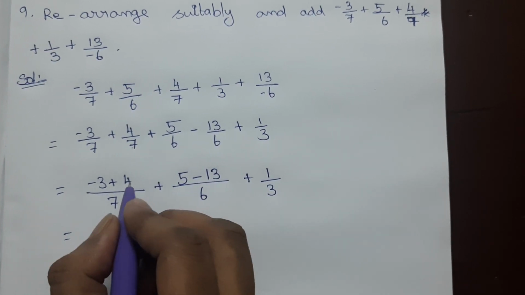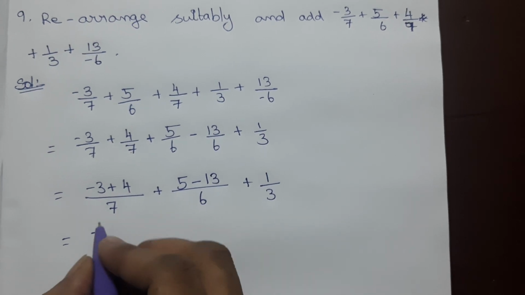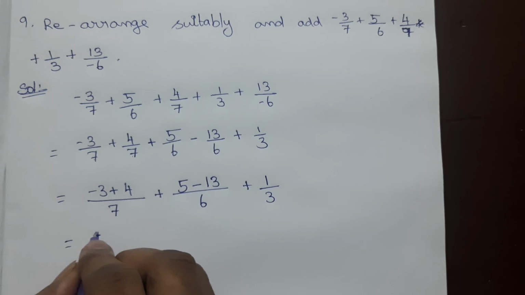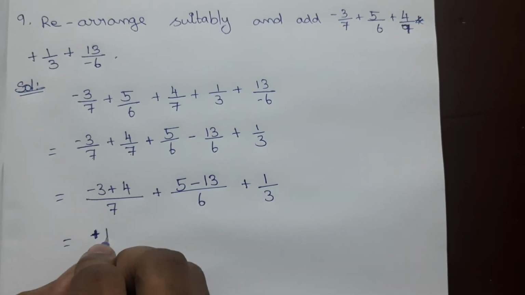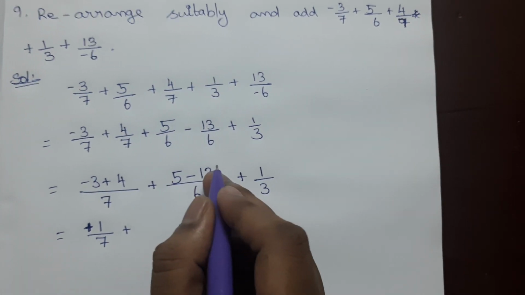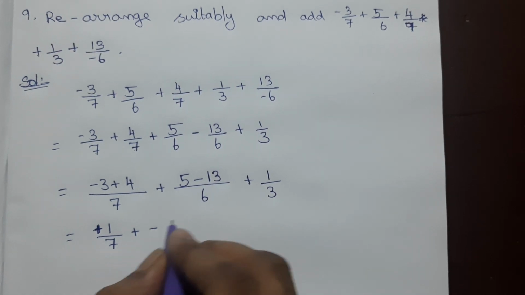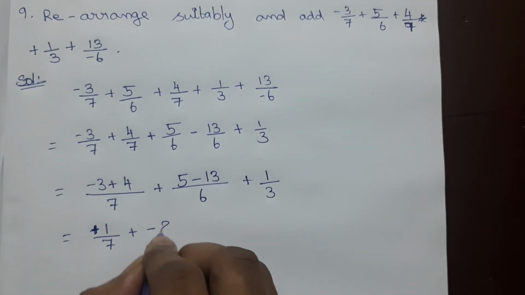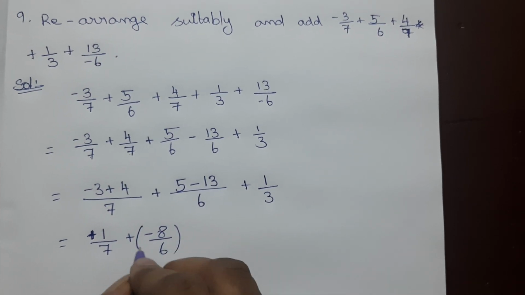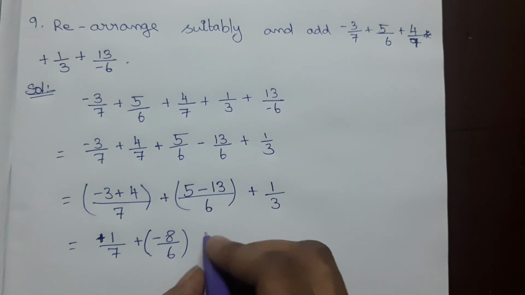Which is the greater number here? 4. Its sign is plus. So plus means we don't need to mention that also, but here I am writing. So plus 4 minus 3, 1 divided by 7. Plus, and here subtraction 13, which is the greater number's sign? 13's sign, minus. 13 minus 5, 8, divided by 6. So if you are writing minus, you just put a bracket, and here also you can put a bracket. That will be easy to simplify.